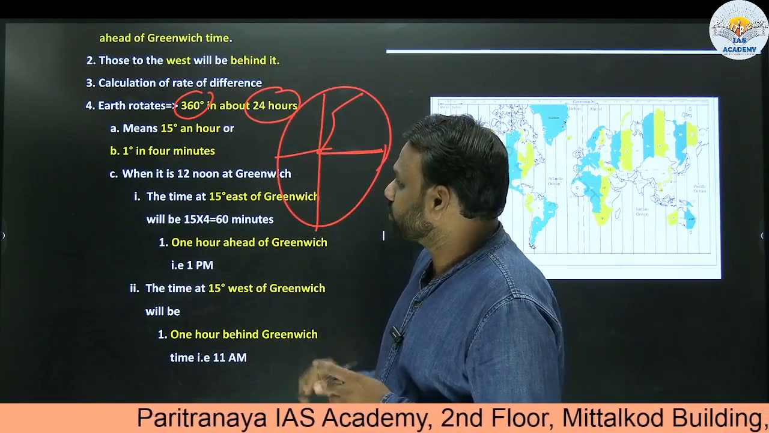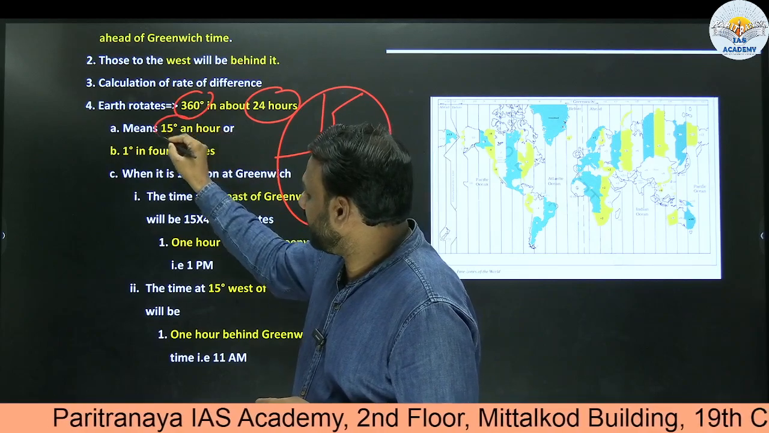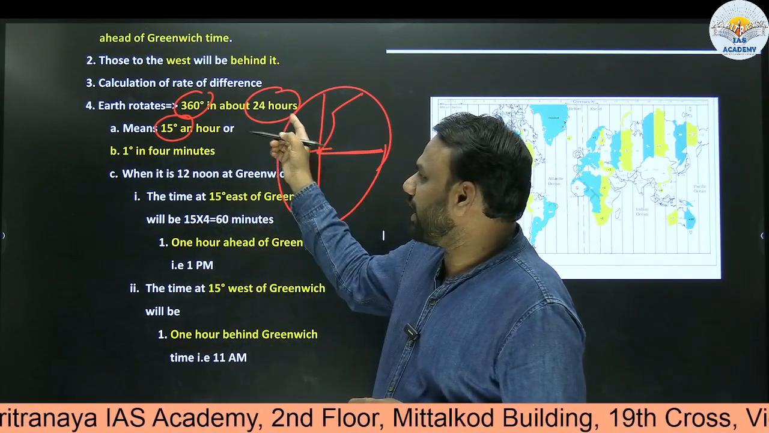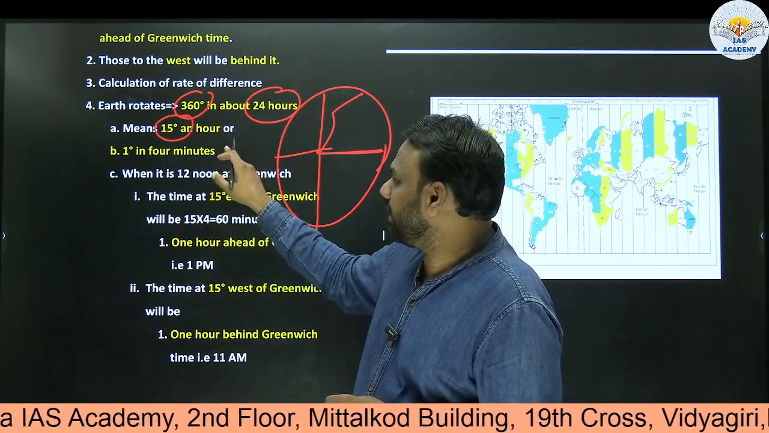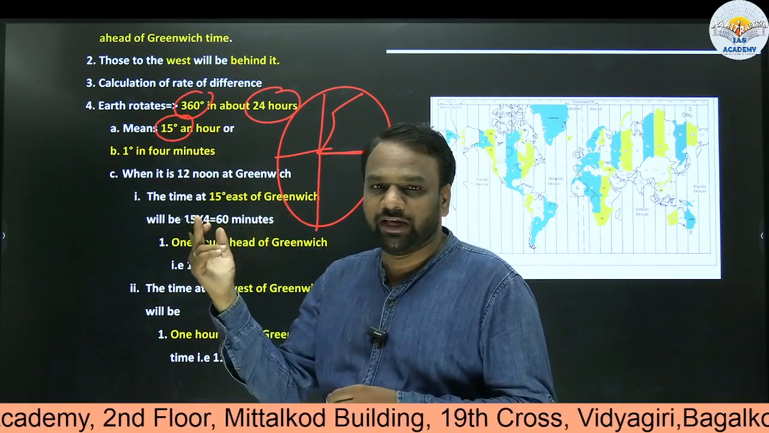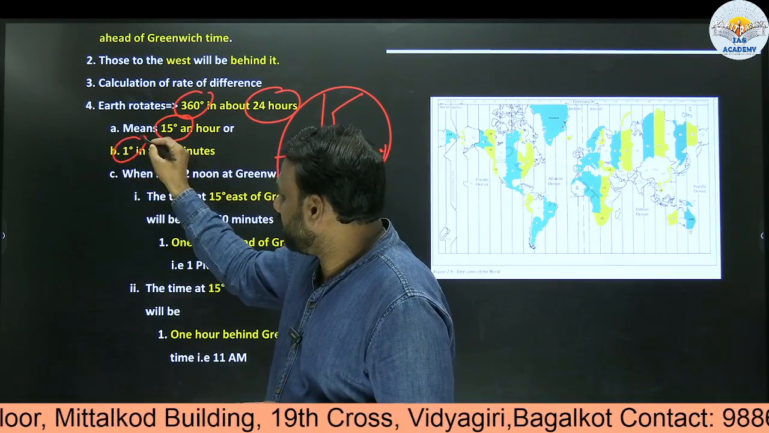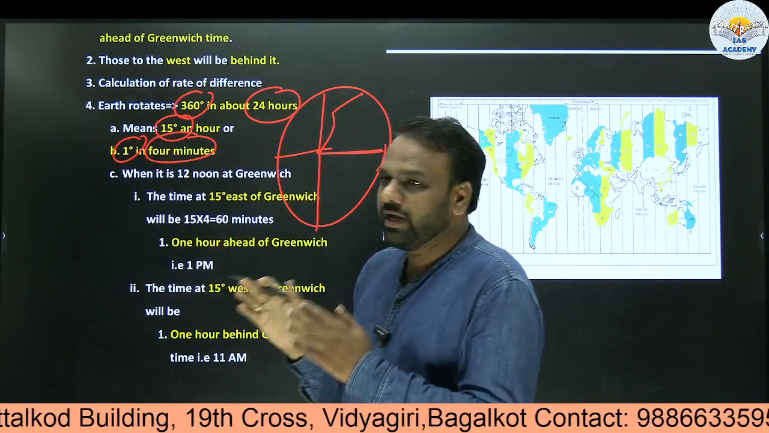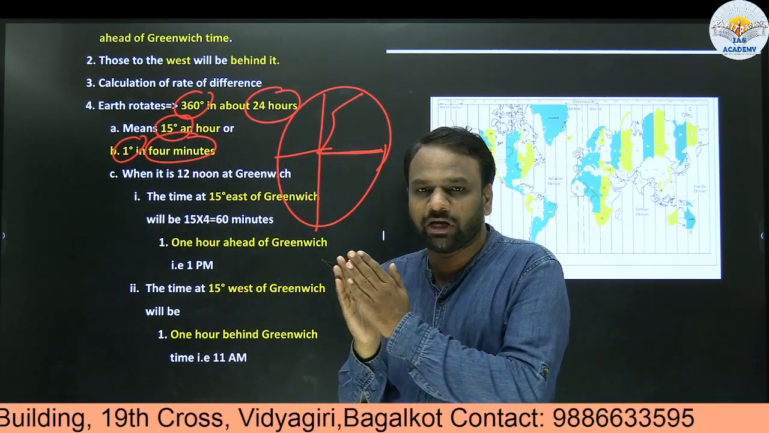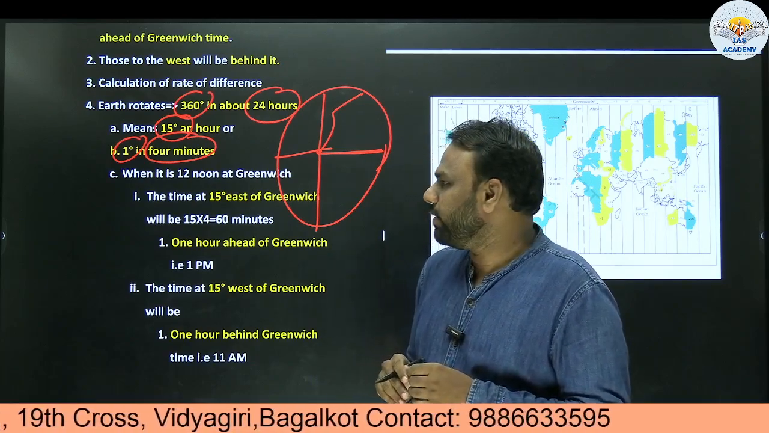So it means it rotates 15 degree an hour. In 24 hours, if it is 360 degree, then in 1 hour, it will rotate 15 degree. So for 1 degree rotation, it will take 4 minutes. It means in every 4 minutes, Earth will rotate by 1 degree.